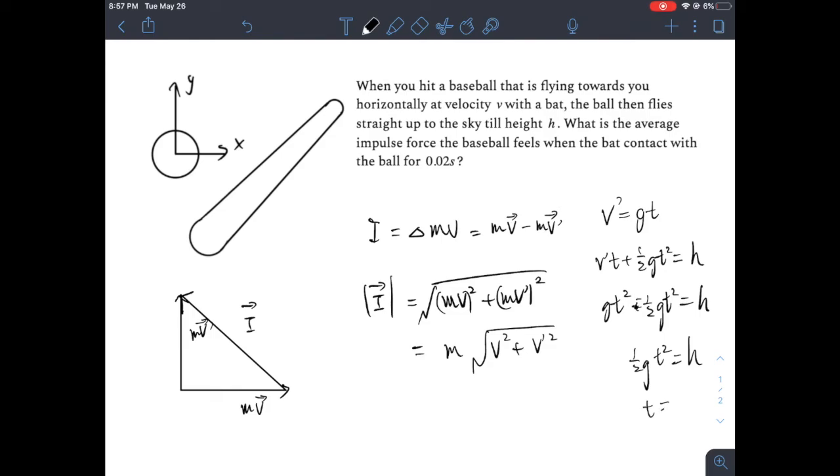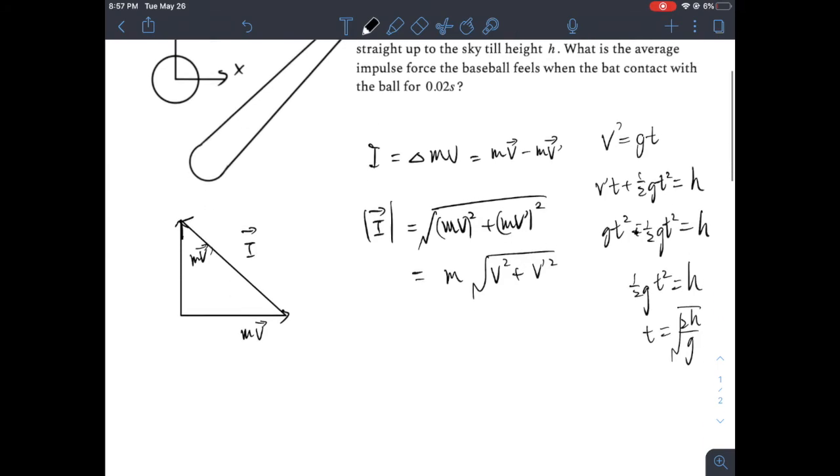Then what is the time required? It's the square root of 2h divided by g. So let's plug into the first equation. v prime will be g times t, equal to g times the square root of 2h divided by g, which equals the square root of 2gh. So that's v prime. We plug into our original equation, and we have m times the square root of v squared plus 2gh.